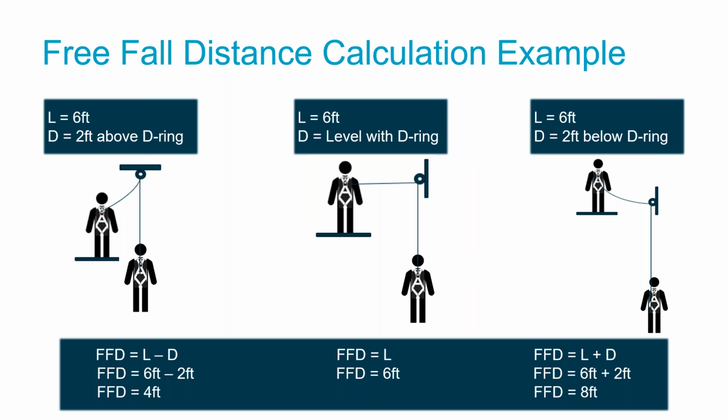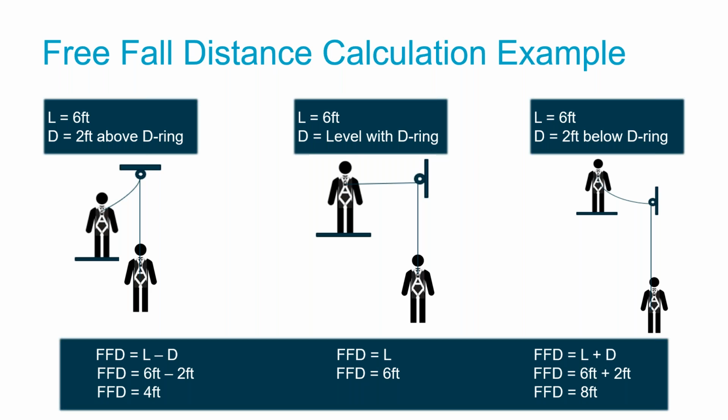distance. In the center diagram, the worker is anchored level with the D-ring, or at shoulder height. Therefore, the worker will fall the length of the lanyard before fall arrest is initiated. In this case, 6 feet. And on the right, the worker is anchored 2 feet below the D-ring. We know that anchoring below the D-ring lengthens the free fall distance.